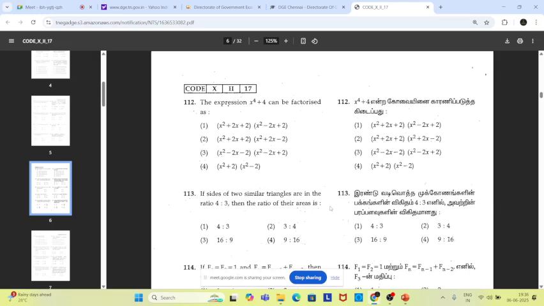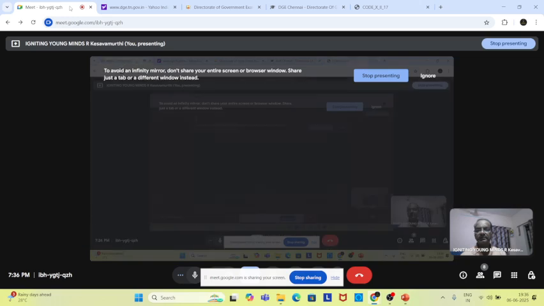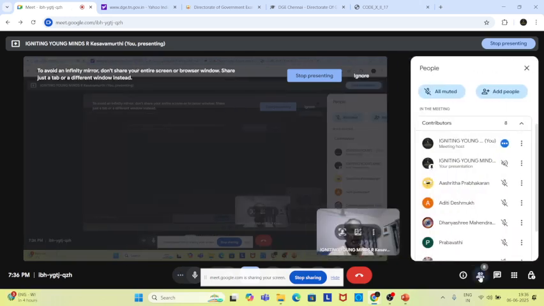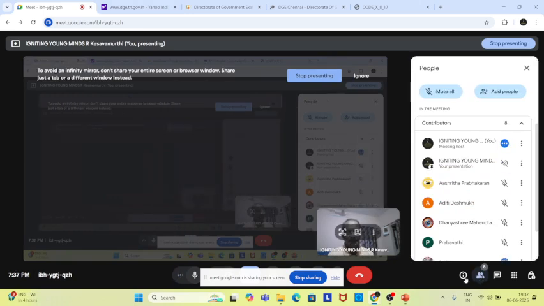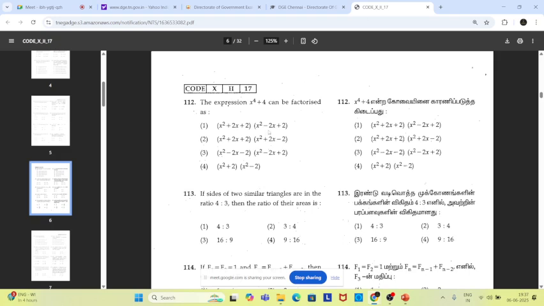So which is the right option? Are you able to hear me? Any problem? Yes, sir. Out of the 4 options, which is the correct answer? Why is there some problem in answering? Asrita, Aditi, all of you, why are you not able to answer? You can switch on your mic. Option 1, sir. Option 1 is the right answer.